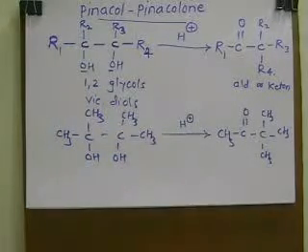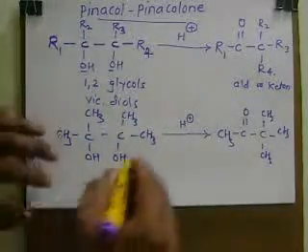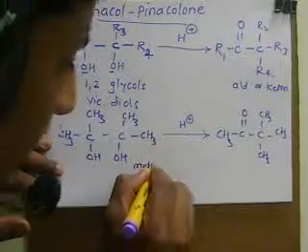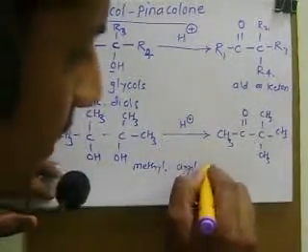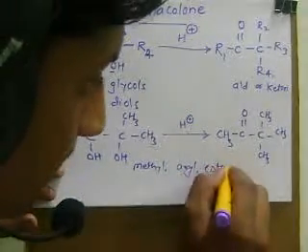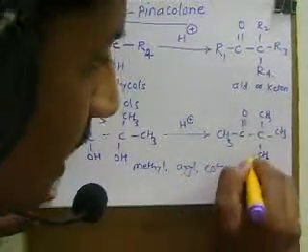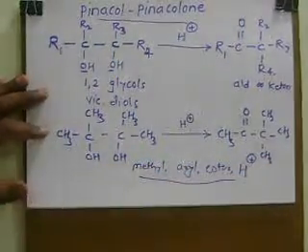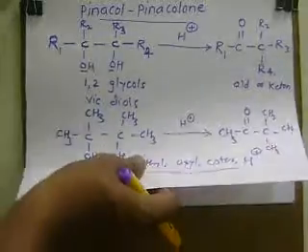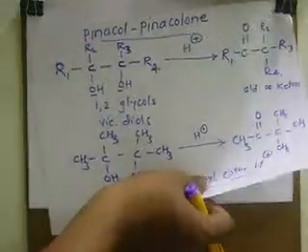Now in this particular rearrangement, the migrating group can be a methyl group, that means it can be an alkyl, it can be aryl, it can be an ester group, or sometimes it can be a hydrogen. This migratory aptitude depends on the reaction condition or on some special feature which we'll discuss later on. But first of all, let's understand the mechanism of this rearrangement reaction.